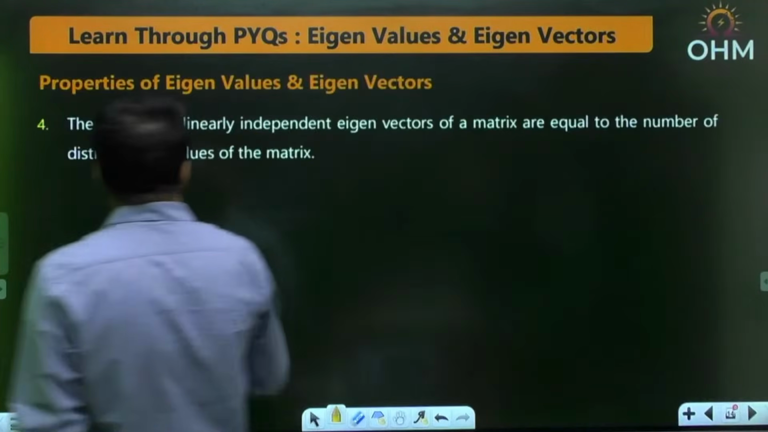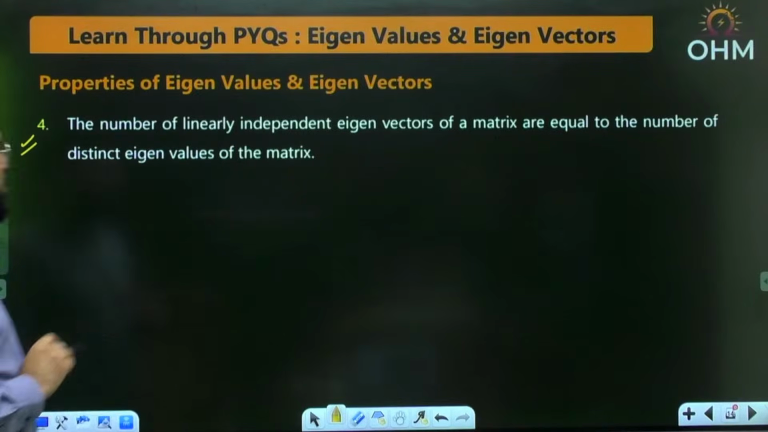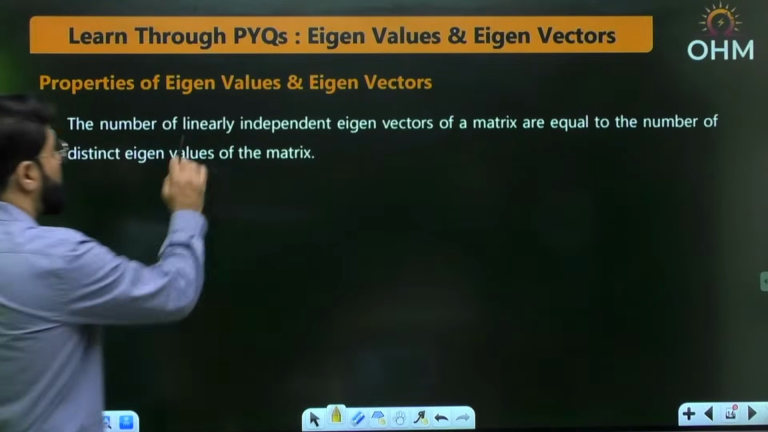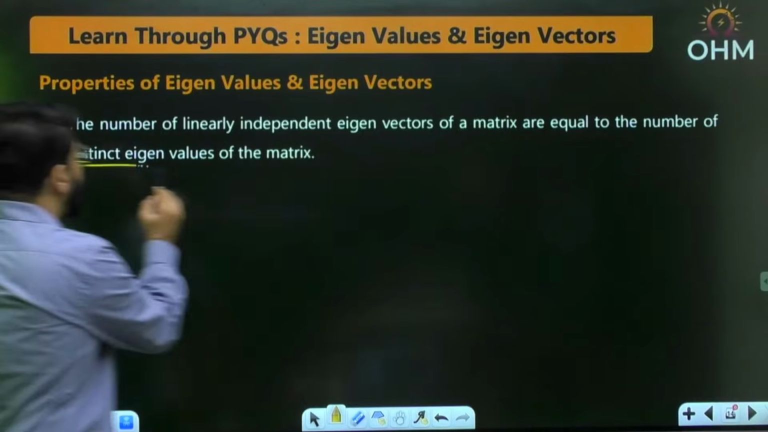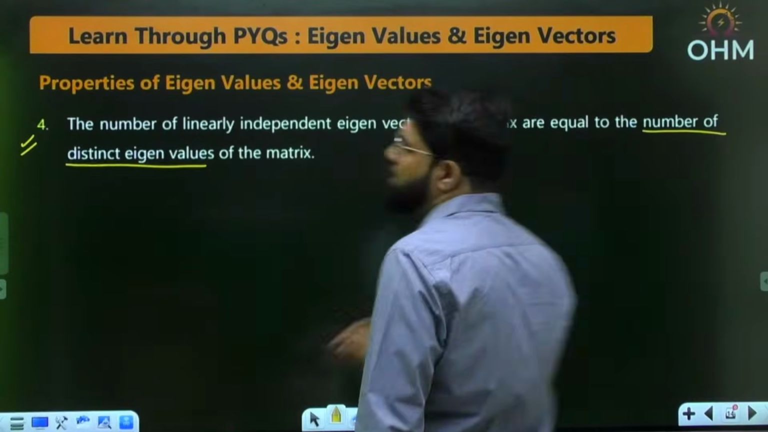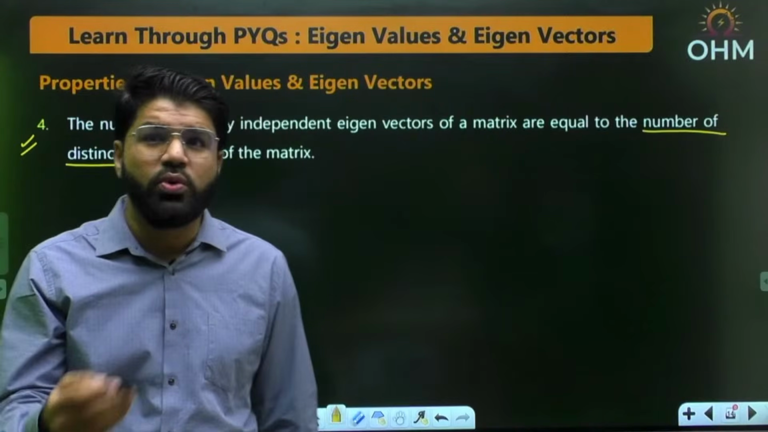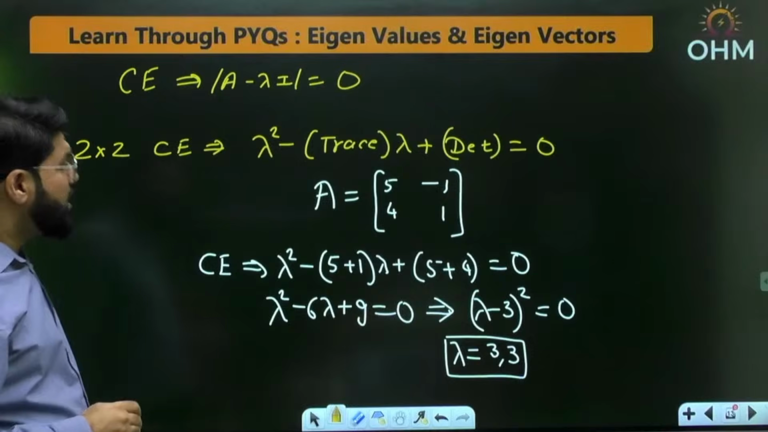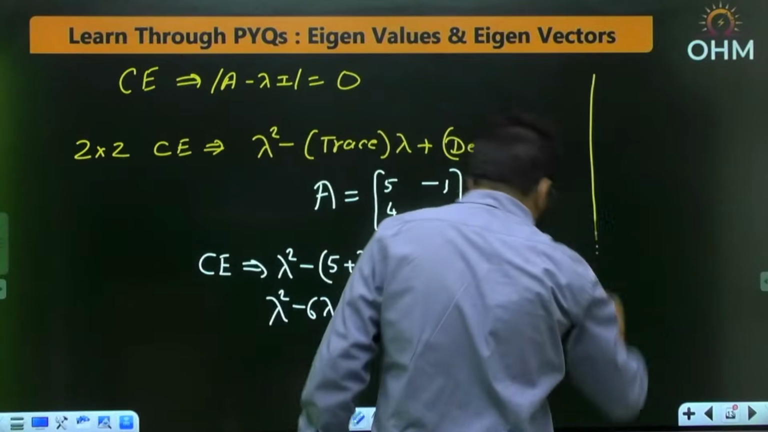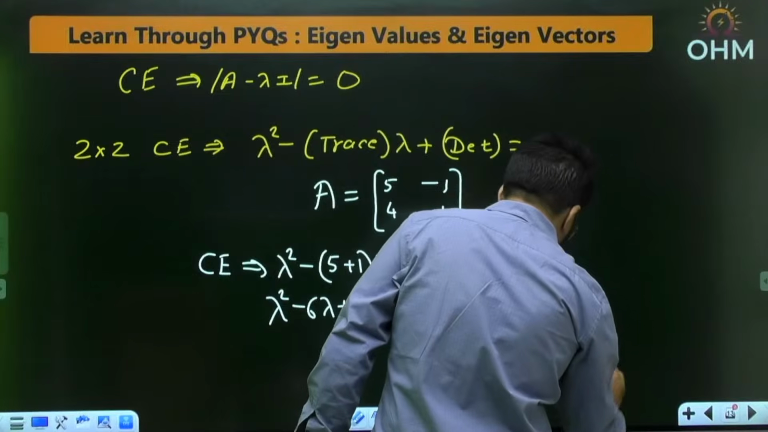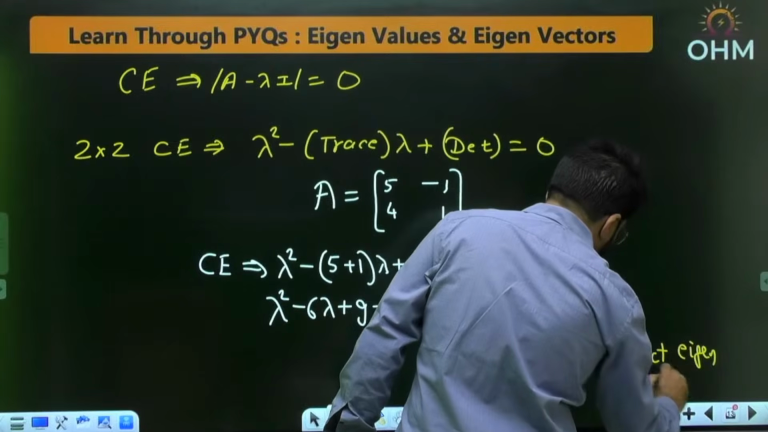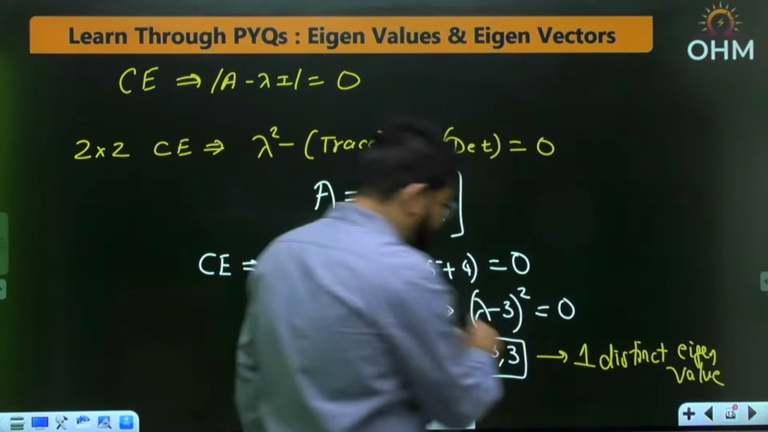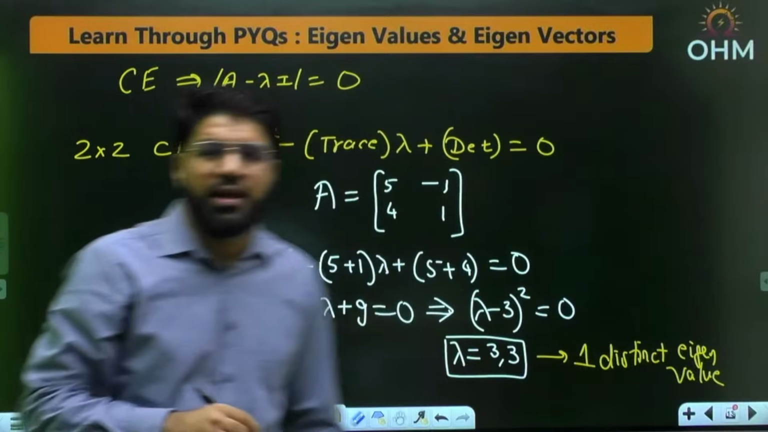Okay, I'll tell you the next property, number 4. The number of linearly independent eigenvectors of a matrix is equal to the number of distinct eigenvalues. Distinct means unique, non-repeated eigenvalues. So here you see, how many distinct eigenvalues? Only one distinct eigenvalue. 3 and 3. The other one is repeated, but distinct, only one.